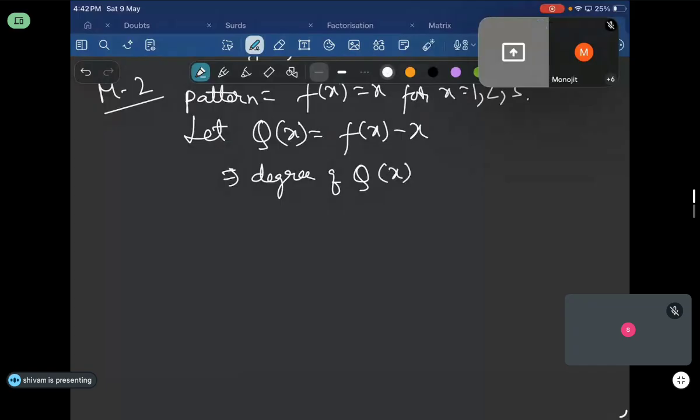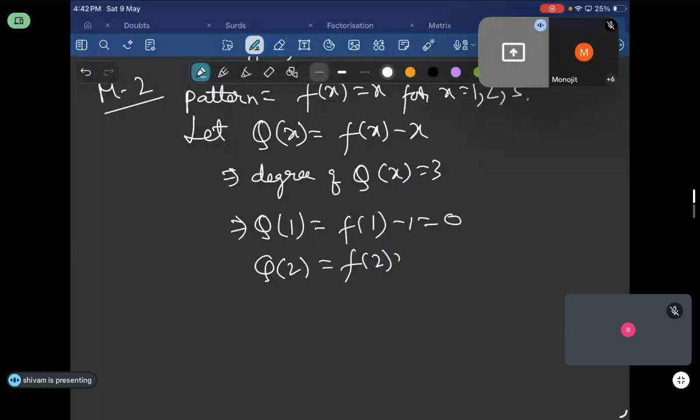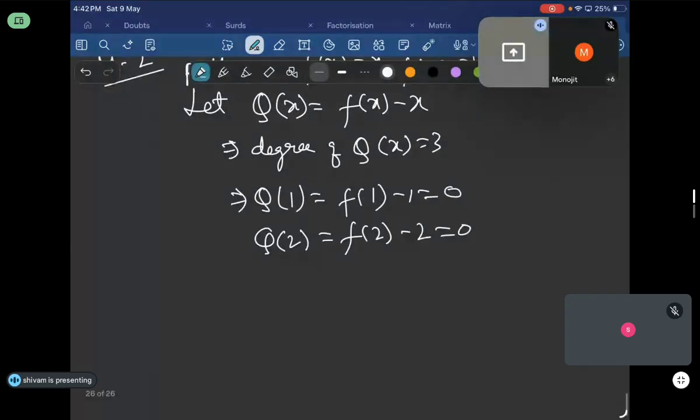Acha, tell me, q of 1 will be equal to f of 1 minus 1, which is equal to 0. Right? Q of 2 will be equal to f of 2 minus 2, which is also equal to 0. Right? Q of 3 will be equal to f of 3 minus 3, which is also equal to 0. Okay. So see, 1, 2 and 3 are the zeros of this polynomial.